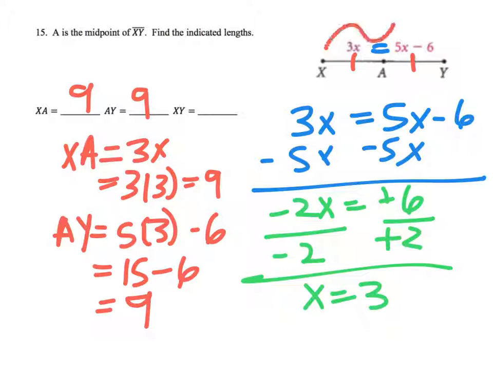Now the last one wants the length of the whole thing. For that, you can just add XA and AY together. So I'm going to do 9 plus 9, and you get 18. And that gets you through number 15.